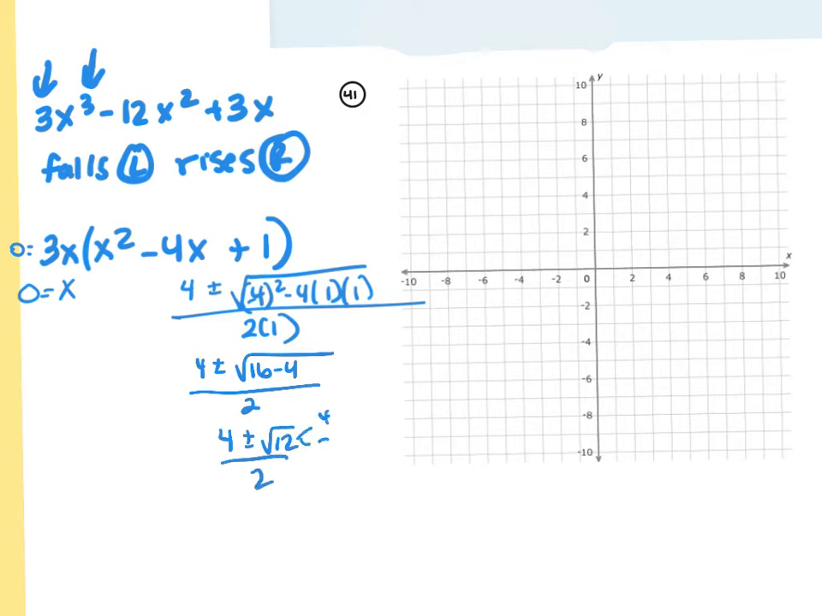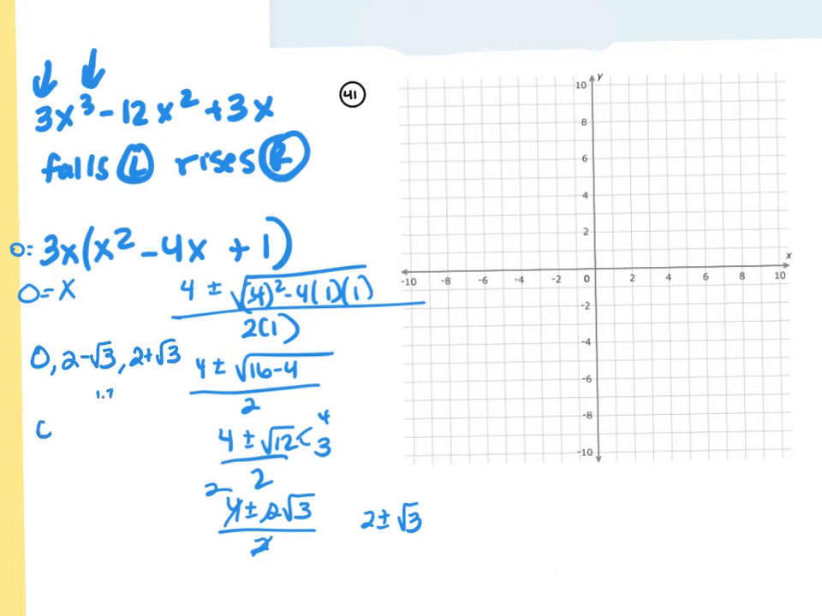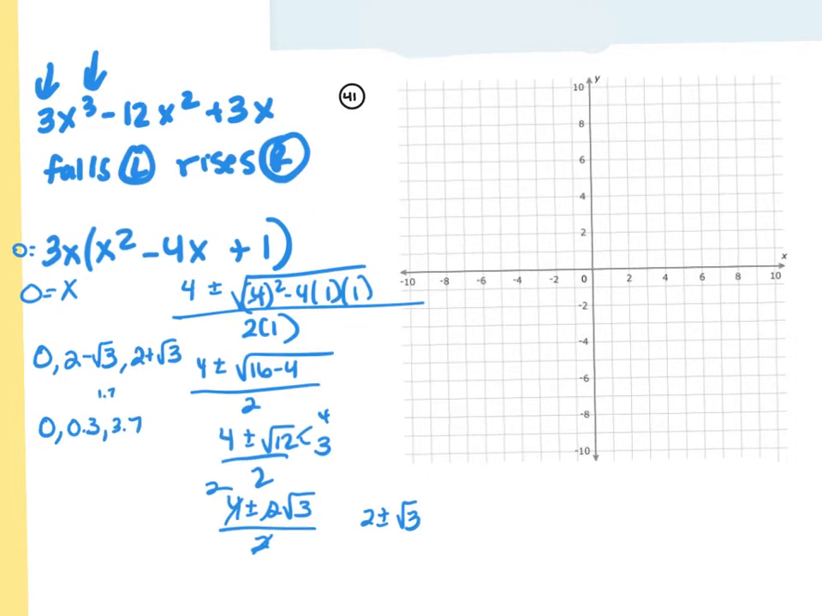This is 4 and 3. 2 plus and minus the square root of 3. So I have 0, 2 minus square root 3, and 2 plus square root 3. Square root 3 is like 1.7. So 2 minus 1.7 is 0.3. And 2 plus 1.7, 3.7.